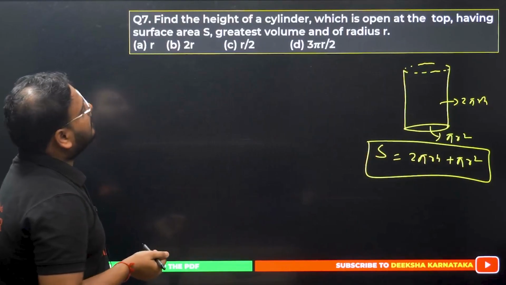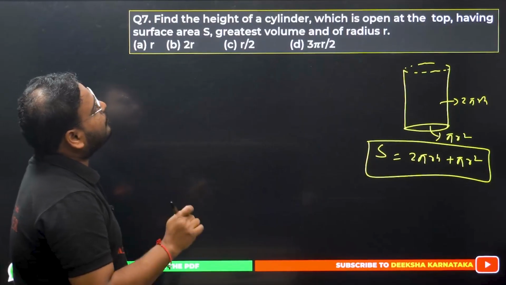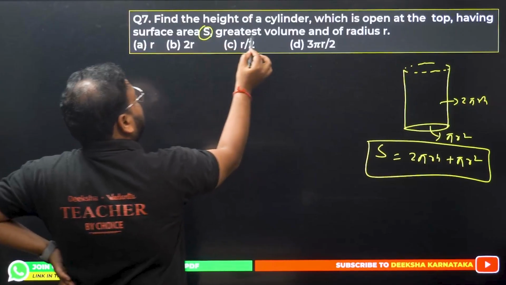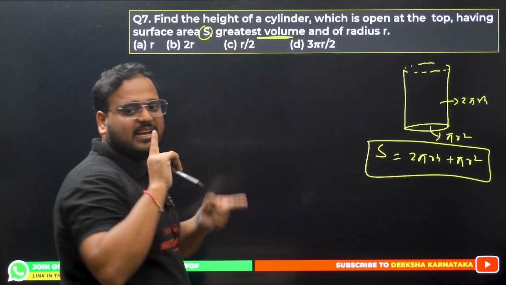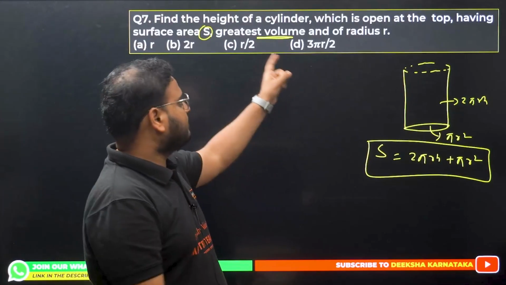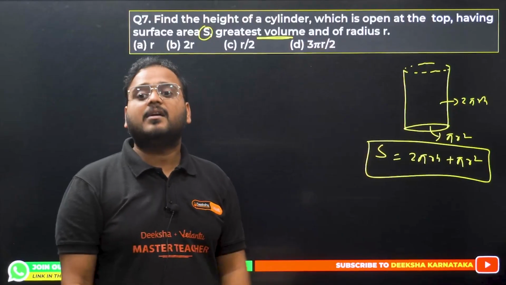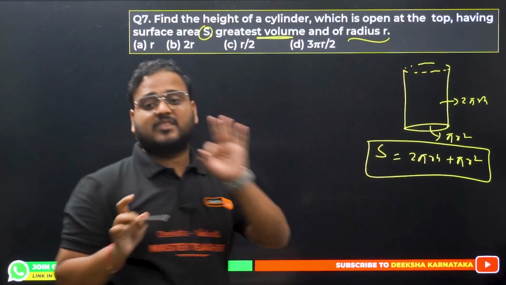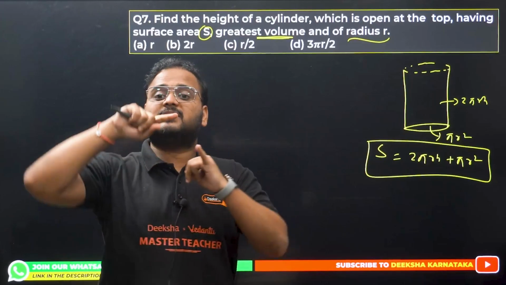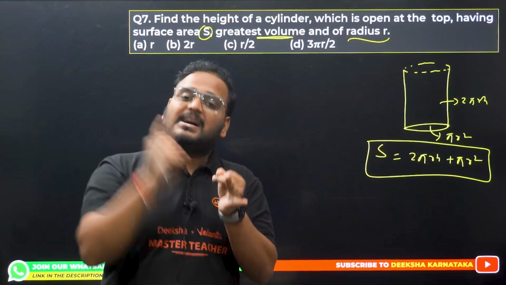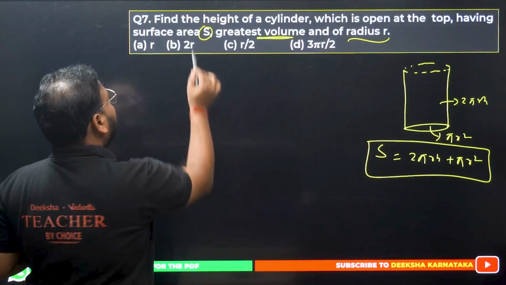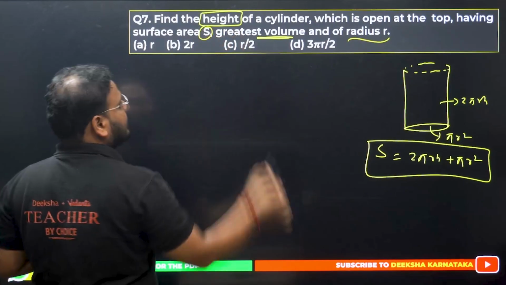They're saying that having surface area as S, greatest volume. So surface area is S and the volume is maximum. Then find the radius R. The radius is also given as R. Forgive me. They have given us 3 things: the surface area is S, volume is maximum, and your radius is R. And what are they asking? They're asking us to find the height. Let's do from here.